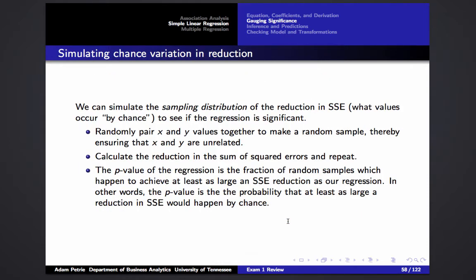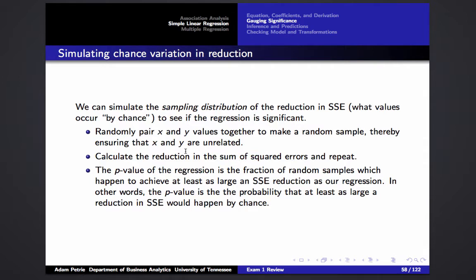So how can we tell what values of the sum of squared error reduction occur by chance? Well, we can once again run the permutation procedure. Take the observed values of x and y that we have in our data and randomly pair them together to make a permutation data set. By design, x and y are unrelated in that permutation data set, so we can find the least squares regression line and calculate the sum of squared errors that that line achieves, and compare that to the sum of squared errors of the naive model and see how much of a reduction happened essentially by chance, since x and y are unrelated here.